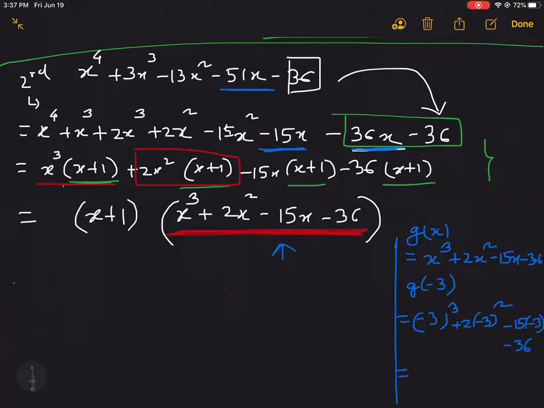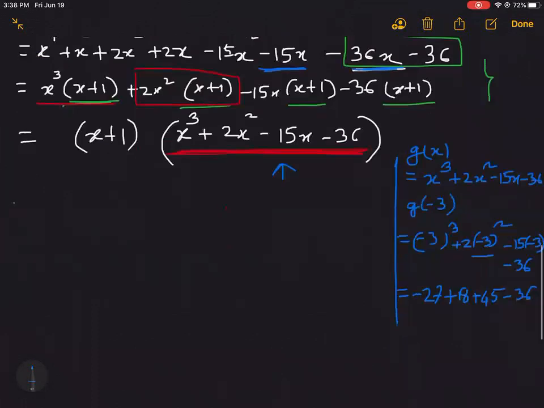Negative 3 cubed will give us negative 27. Negative 3 squared is 9, times 2 is 18. Negative 15 times negative 3 will give us a negative 45, oh sorry, positive 45 rather, and minus 36. And as far as I can see, 18 plus 45 gives us 63, and 36 plus 27 will also give us 63. So that's one of the real zeros, right?